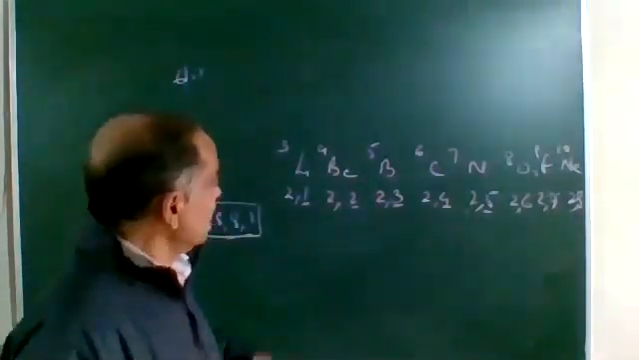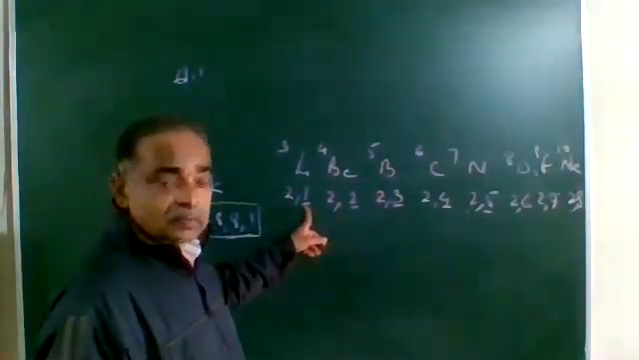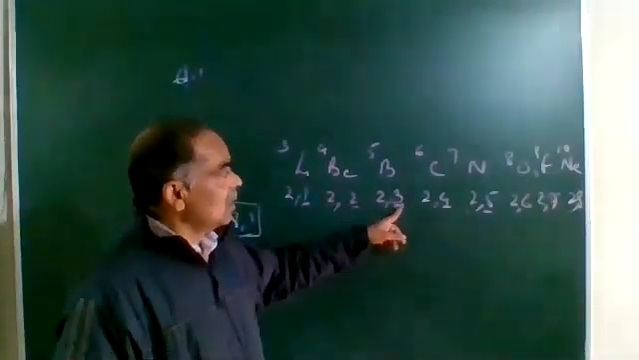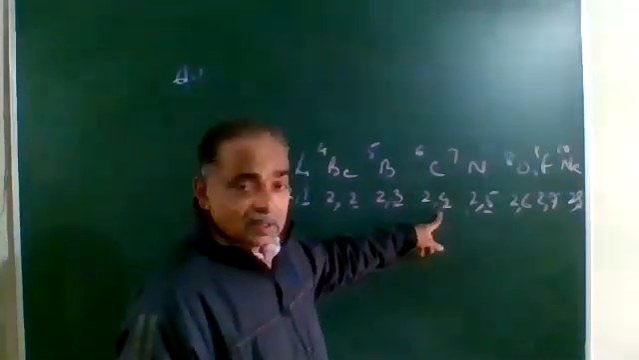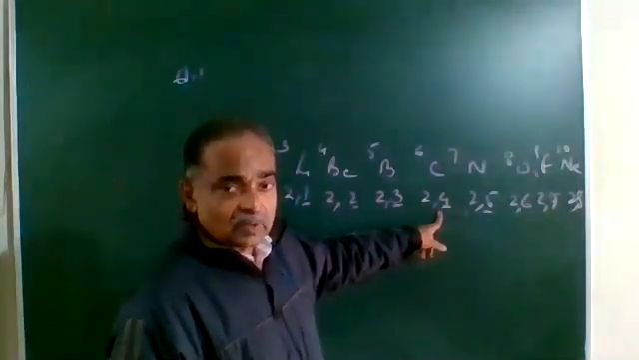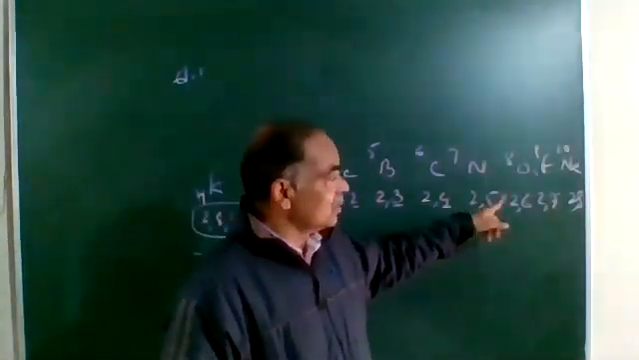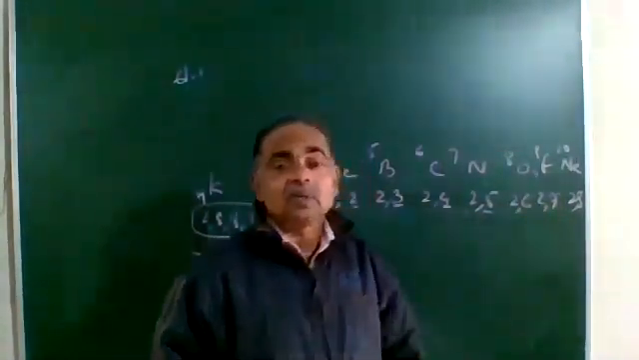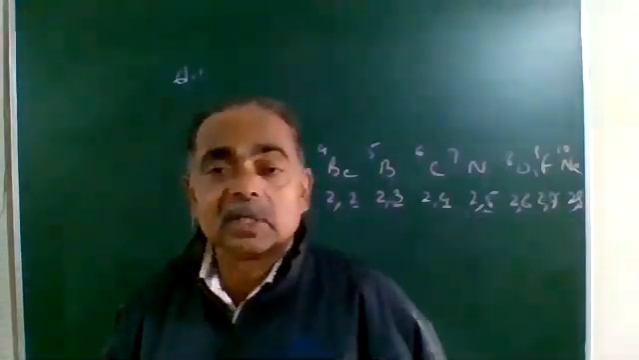Now you can think lithium has to lose 1, beryllium 2, boron 3, carbon 4. It cannot lose 4 electrons, so it will be sharing, and this needs 3 electrons, this needs 2, this needs 1, and the last one does not need any electron. So what can we say?